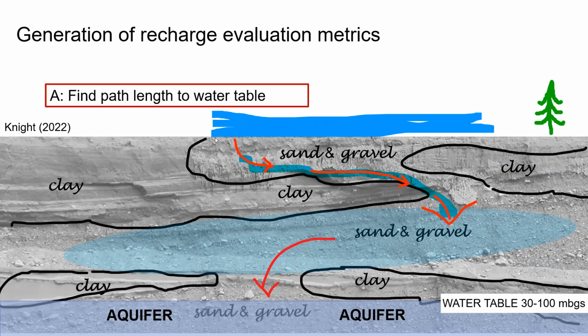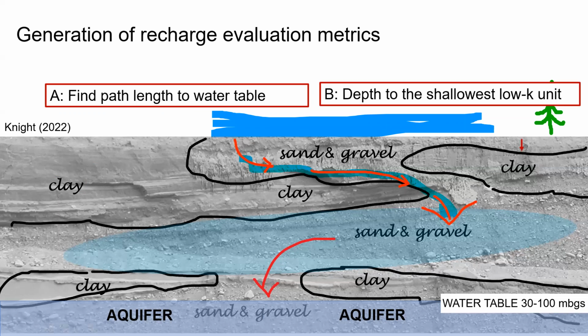The first one is the path length to a water table. So what that means, we're going to just calculate the shortest distance from this point to a water table. And then we're going to repeat that for every point at the surface. So at the end, what you're going to get is a 2D map. And the second one is the depth to the shallowest low K unit. So suppose the clay is the low K unit, and we're going to calculate this depth. So you can repeat that for every point at the surface. So you're going to get another map, which is the depth to the shallowest low K unit.